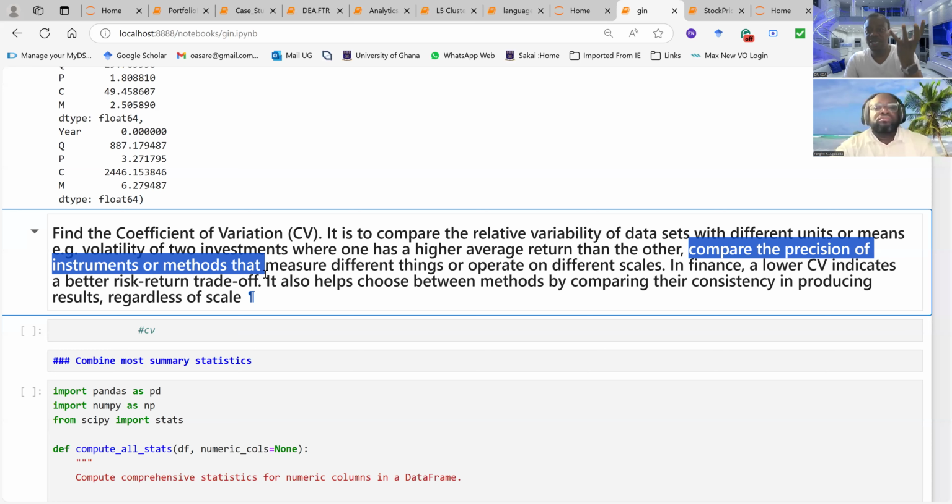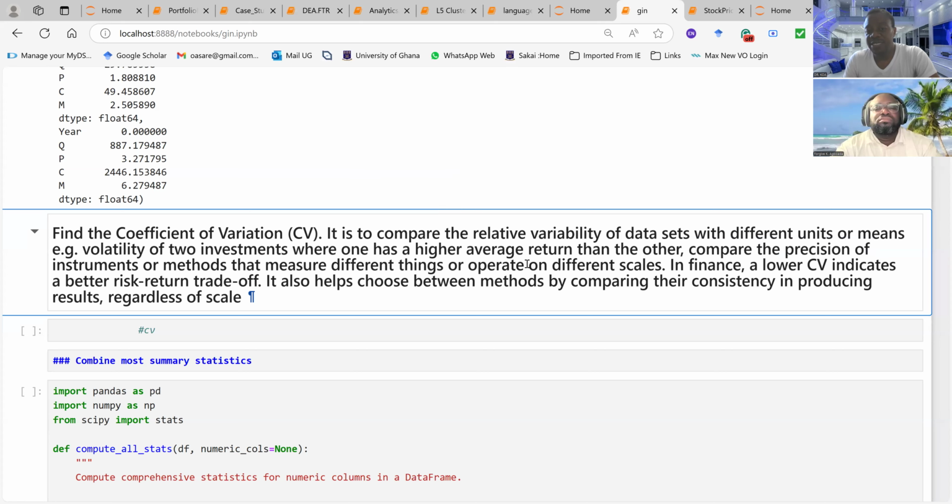So let's say that you've gotten method A, method B, method C. You can use it to measure the precision of those methods, that are used to measure different things or operate on different scales. In finance, if you have a lower coefficient of variation, it tells you that this thing has got a better risk-return trade-off.